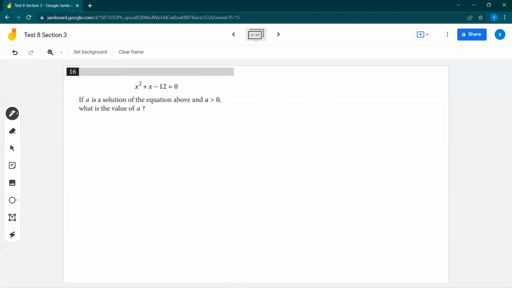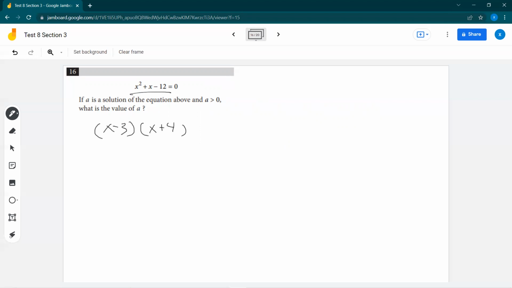Okay, question 16. If a is the solution to this and a is greater than 0, then what's the value of a? Well, we can solve this by factoring. So we can make our parentheses here. We'll get, since there's a -12 here, (x + 4) and then (x - 3).